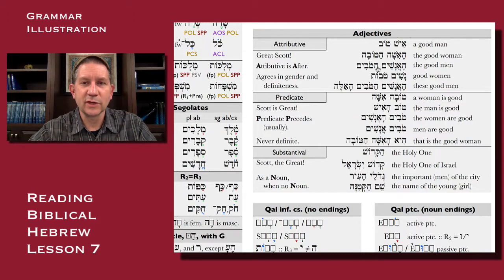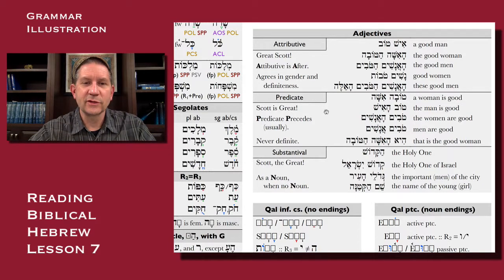Note that they agree in gender, number, and definiteness. The good men. Nashim tovot, women, good ones, so good women. And in the last one, we're adding a demonstrative adjective, and it comes at the end after the other adjective. So we have ha'anashim hatovim ha'ela, the men, the good ones, the these ones, which of course is bad English, so these good men.